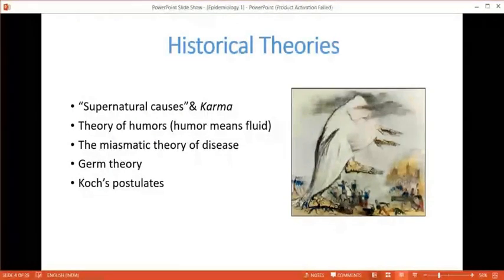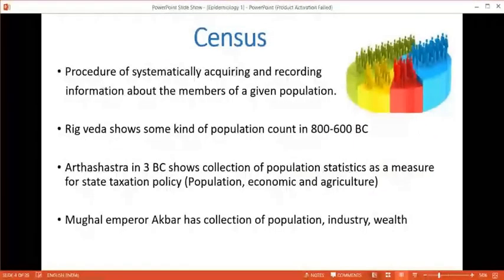So we'll just go through the slides and see how the epidemiology has been developed, and how each incident has given them the idea to develop the epidemiology. The initial thing which would have happened is the census. The census is a procedure of systematic acquiring and recording information about the members of a given population. This was the first thing they have done earlier. This is the initial one which they have documented about the population.